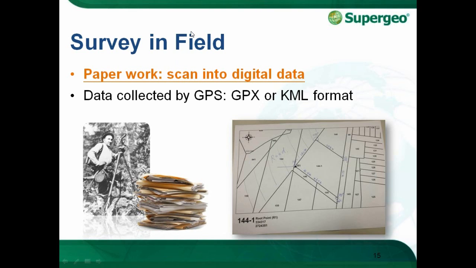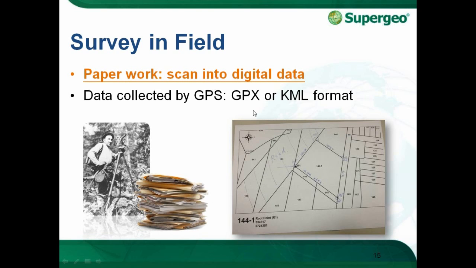And then the second one is if you have already done a survey work in the field, first option, maybe your data is based on paperwork. First, you may need to scan it into digital data, like this bunch of paperwork, and then you need to scan it into maybe a JPEG or TIFF file.